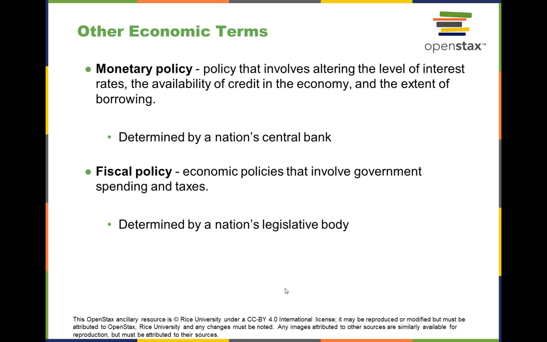Monetary policy is something that will come up, as opposed to fiscal policy. These two are related, but they're also incredibly different. Monetary policy involves altering the level of interest rates, the availability of credit in the economy, and the extent of borrowing, and all this influences the supply of money. This is mostly operated in the United States by the Federal Reserve, our nation's central banking system.